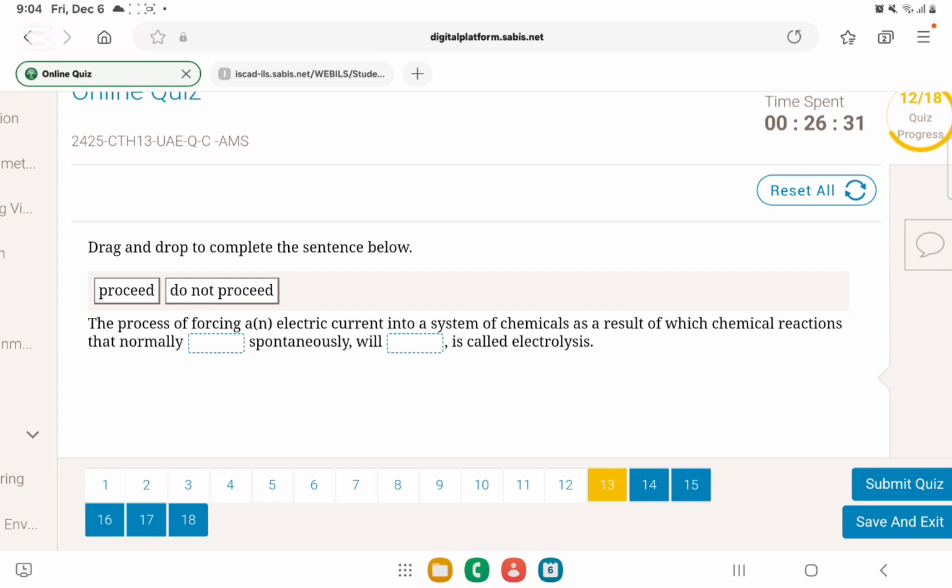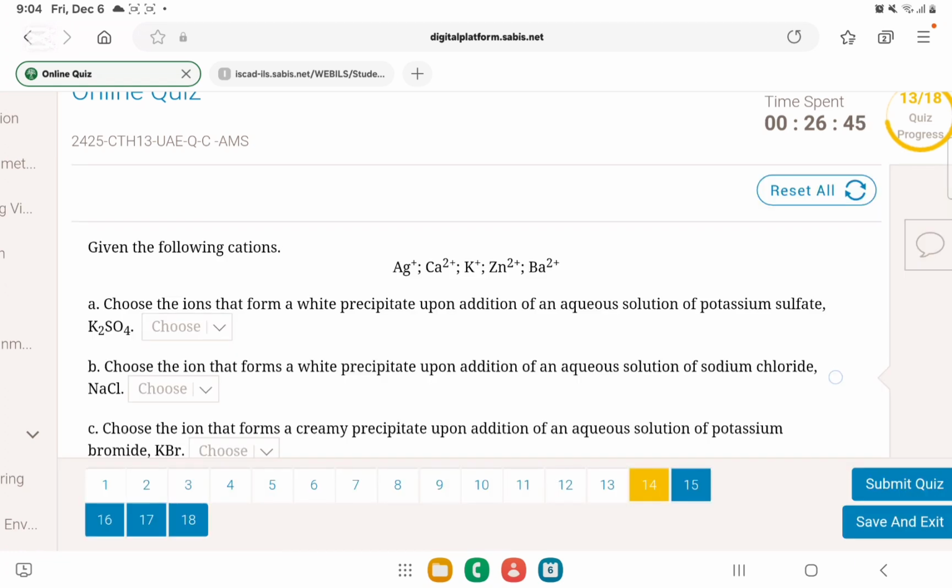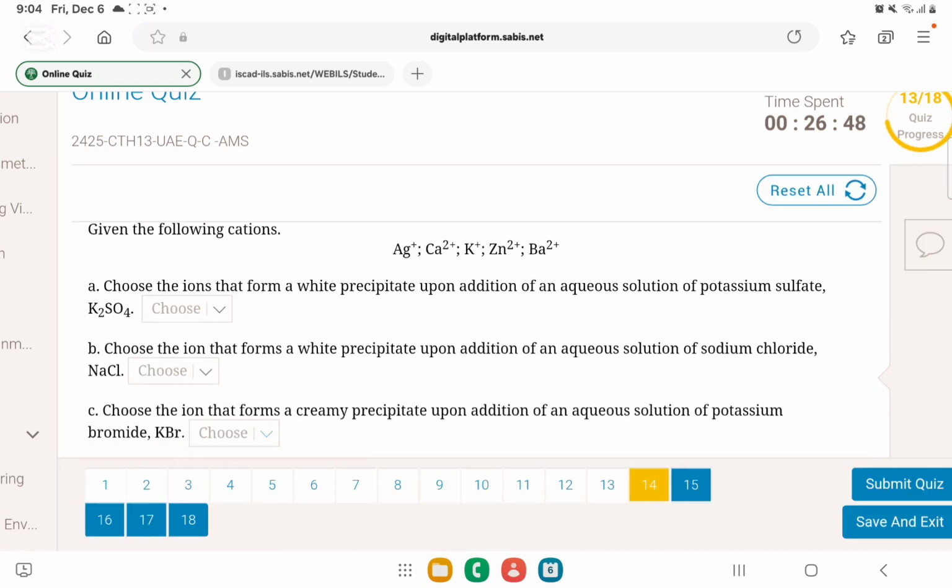This one you have to memorize. The process of forcing an electric current into a system of chemicals as a result of which chemical reactions that normally do not proceed is called electrolysis. Okay, this is all material.